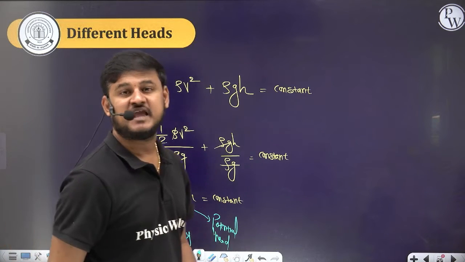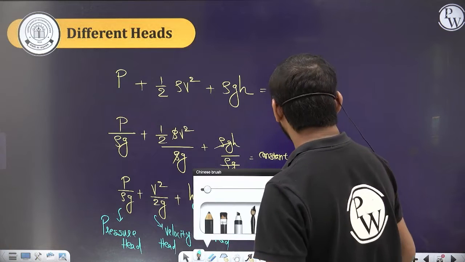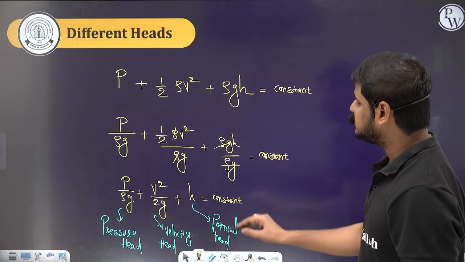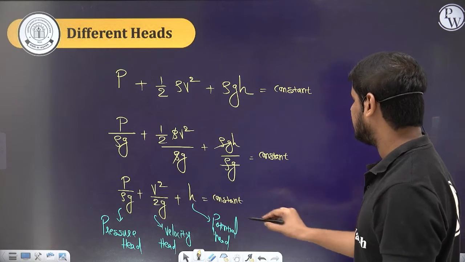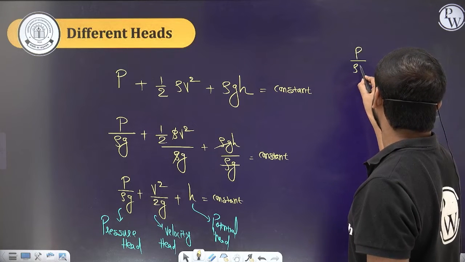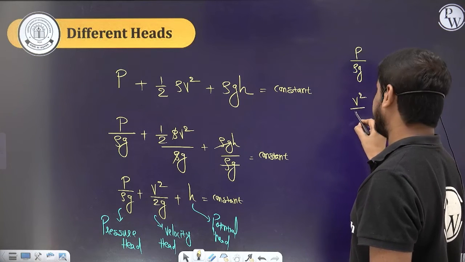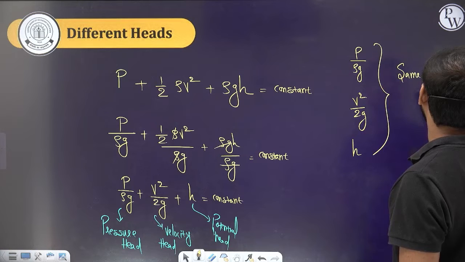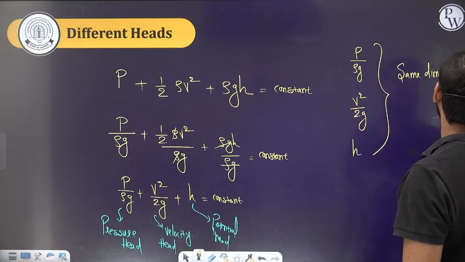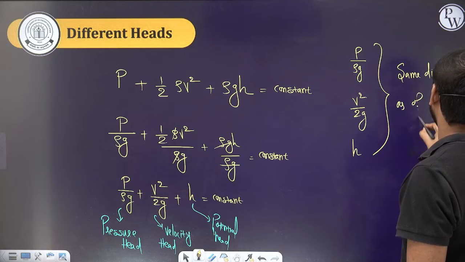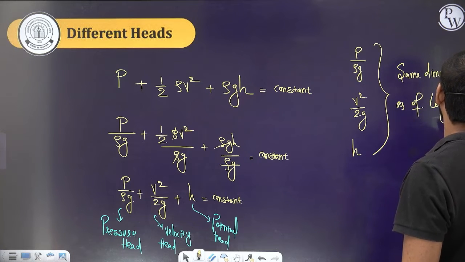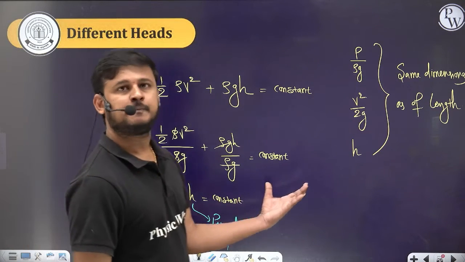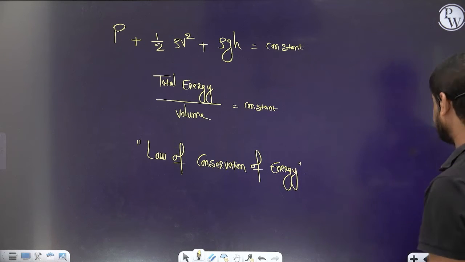Clear this part? Everyone? Now if you observe, all these will have the same dimensions of length: the pressure head, the velocity head and the potential head. That is, P by rho g, V square by 2g, and h. They all have the same dimensions as of length. Clear? Everyone? So this is a concept.